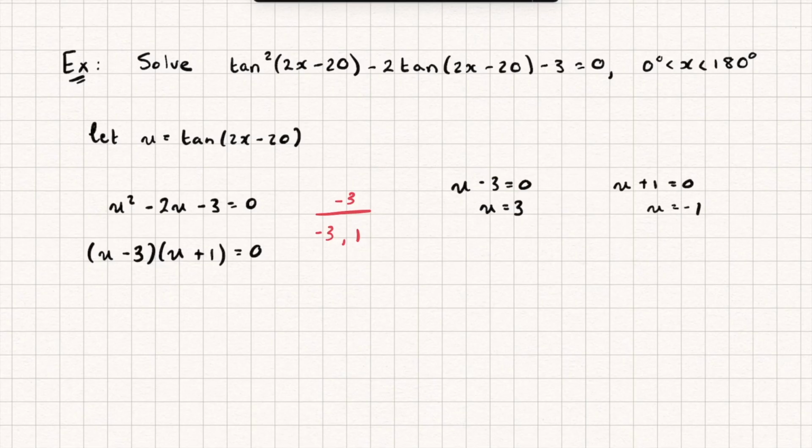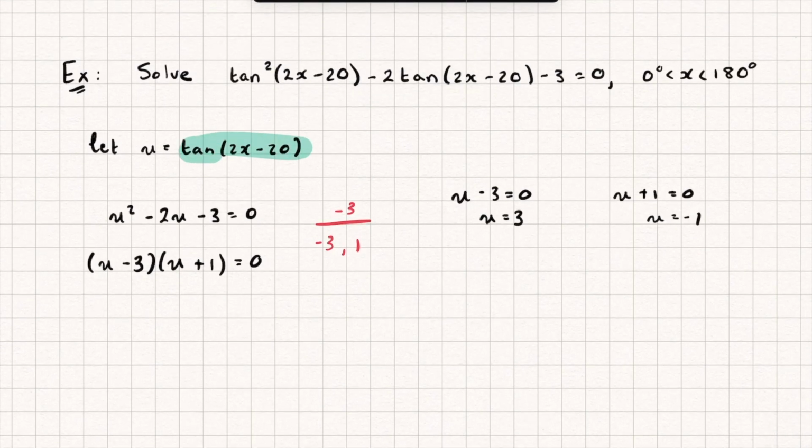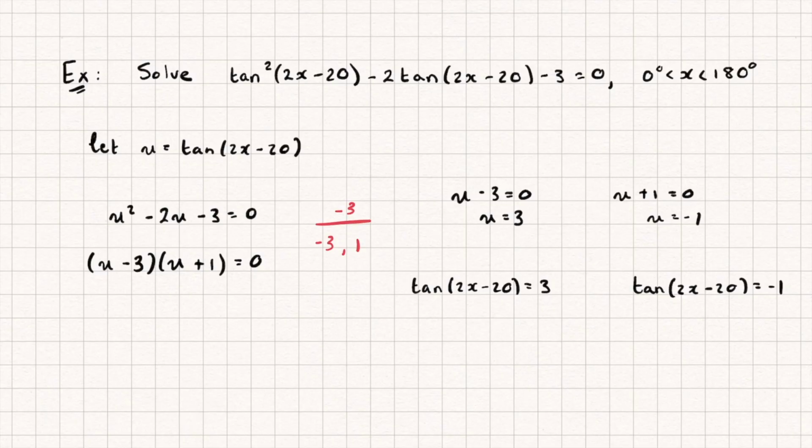Now remember, we're not trying to find out what u is, we want to know what x is. So I'm going to undo this substitution and replace u back with tan of (2x minus 20). So we've got tan of (2x minus 20) equals 3, or tan of (2x minus 20) equals negative 1. And so I'm just going to solve both of these one at a time to get all of the solutions. So I'll start off with this one, I'll move it over here.